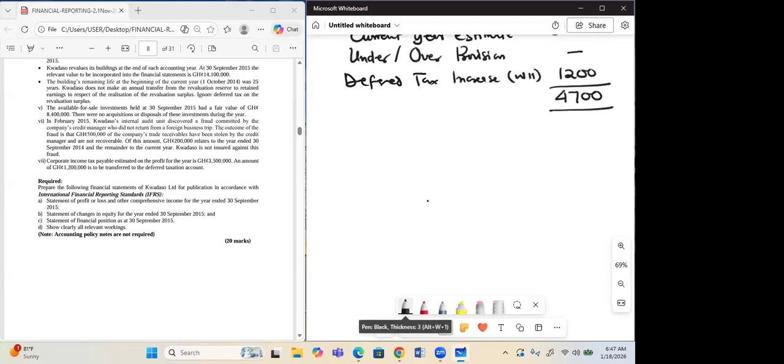Also, we finish with the income tax. Also, we finish the footnotes. Then if we finish the footnotes, we can prepare the statement. So let me prepare the statement here. What's the name of the company? Kwadaso. So Kwadaso Limited.